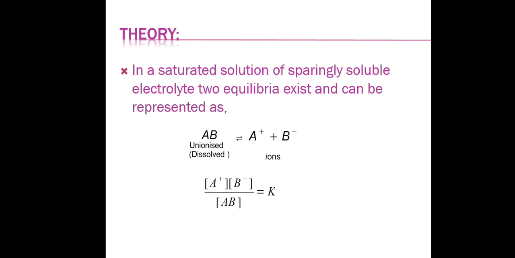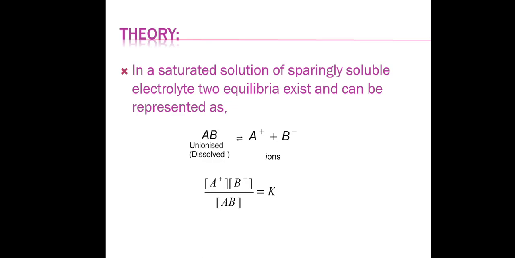Now, before going into that, let us first try to understand what is a saturated solution. A saturated solution is one in which you can add no further solute or electrolyte, or it cannot take any more of the electrolyte or solute at a given temperature. And a sparingly soluble electrolyte is an electrolyte which has very limited solubility in a particular medium. It is very less soluble in a particular medium. That is what we mean by sparingly soluble.